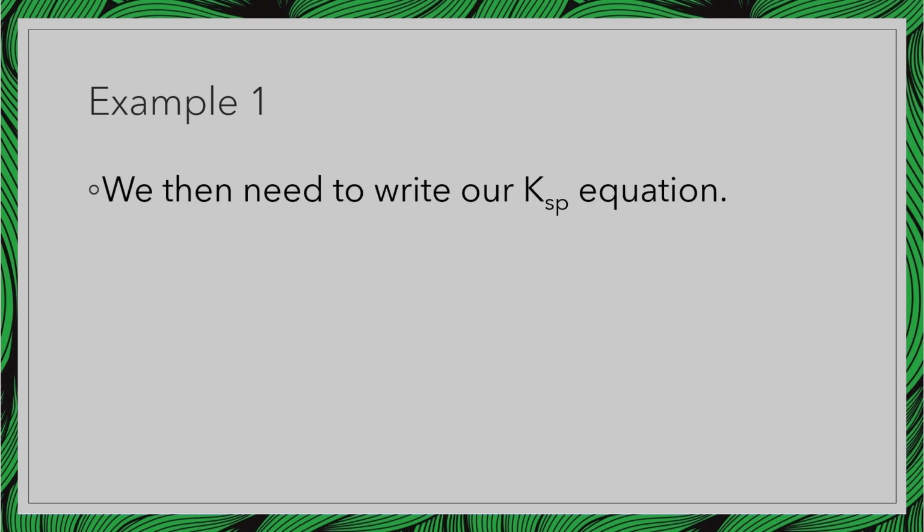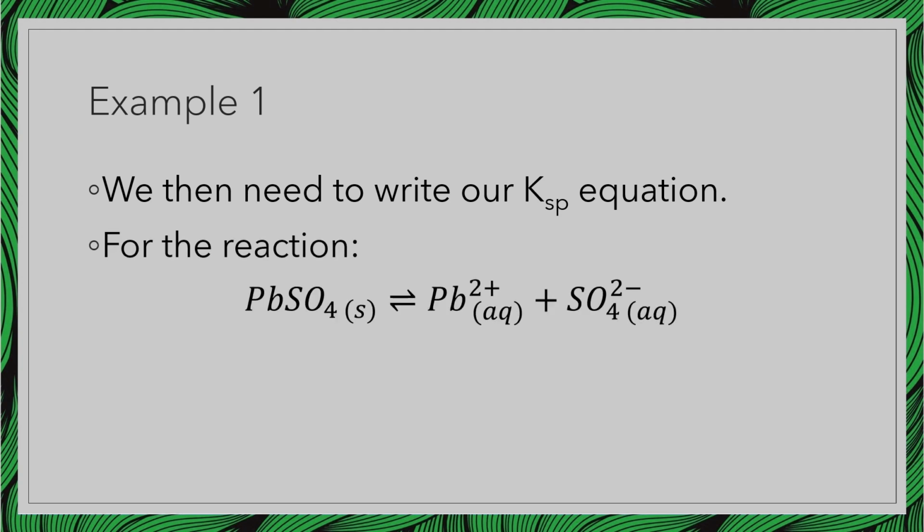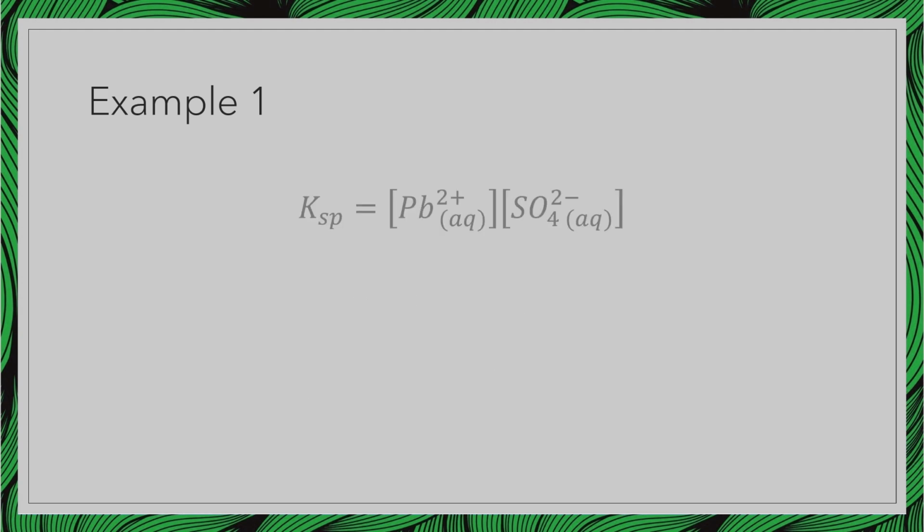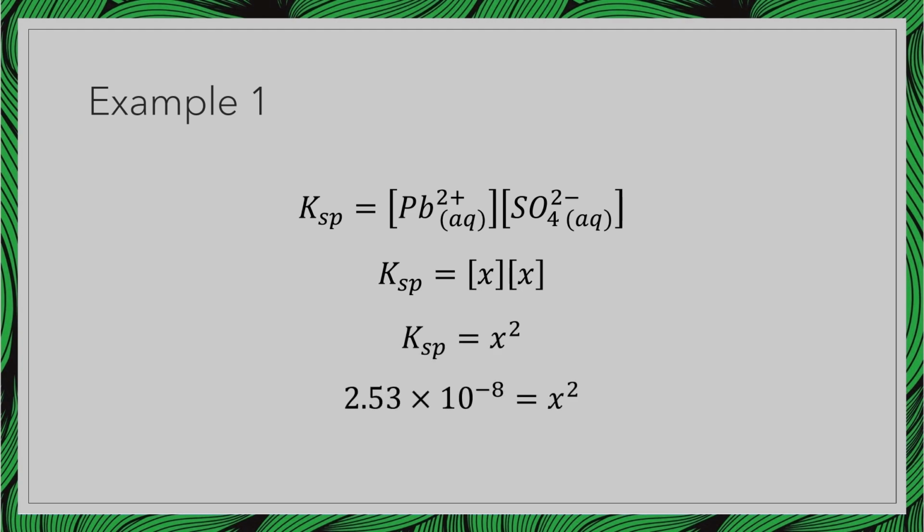We then need to write out our KSP equation. So just like our K equation, write out our KSP equation. So for lead sulfate solid in equilibrium with lead(II) ions and sulfate ions, we get lead(II) concentration times sulfate concentration. Nice and easy. We then substitute in our values. So at equilibrium, lead was X, sulfate was also X. Gives us X squared. We have a KSP value of 2.53 times 10 to the negative 8, which is X squared. So take the square root of both sides. We get X equals 1.59 times 10 to the negative 4.